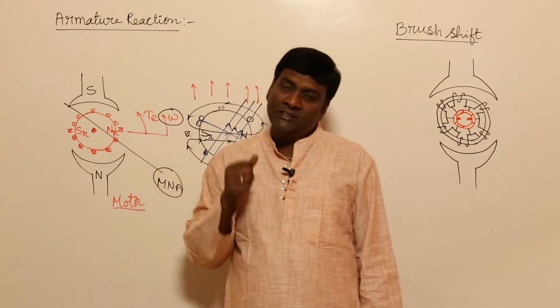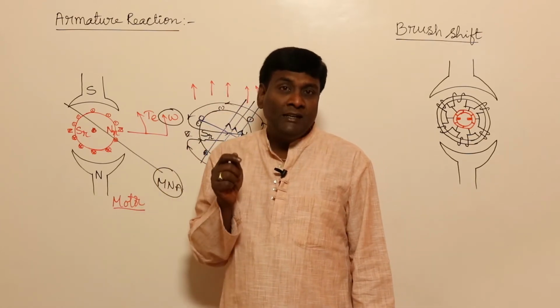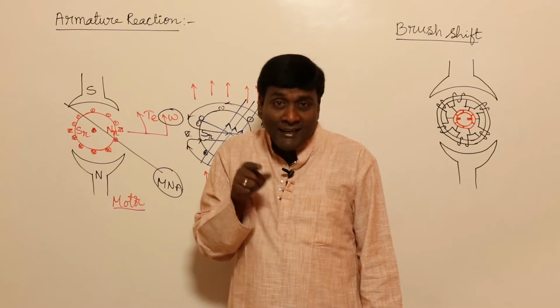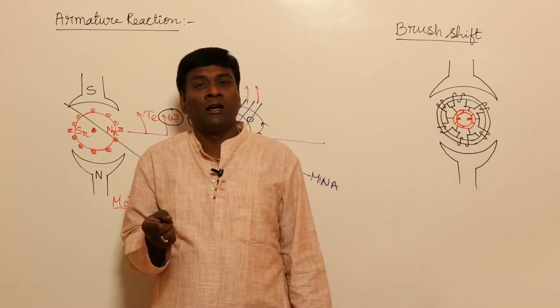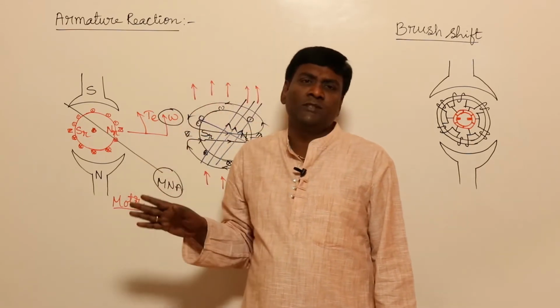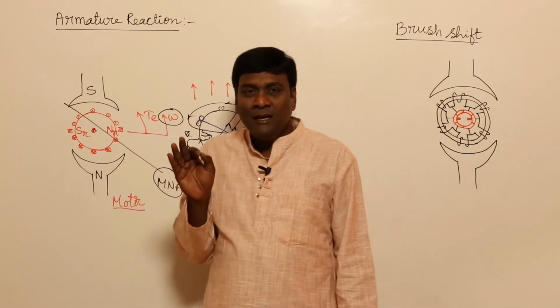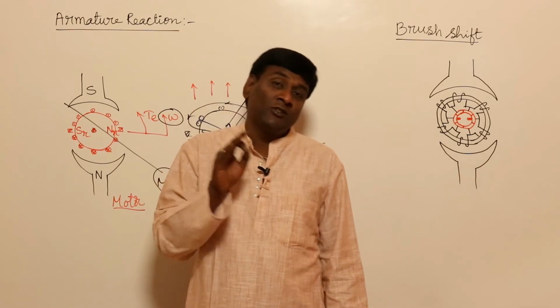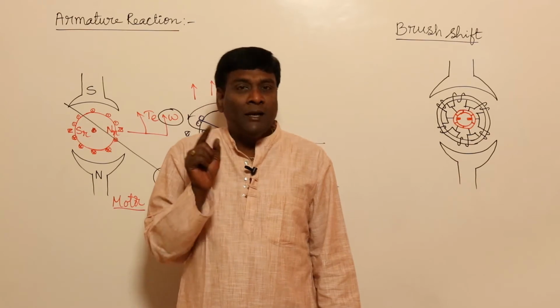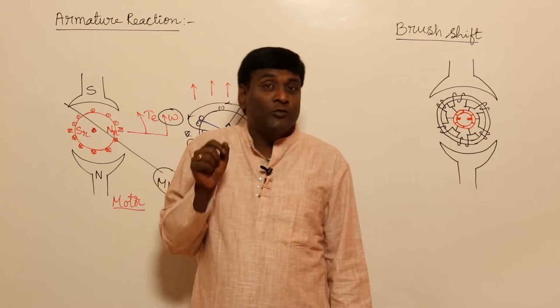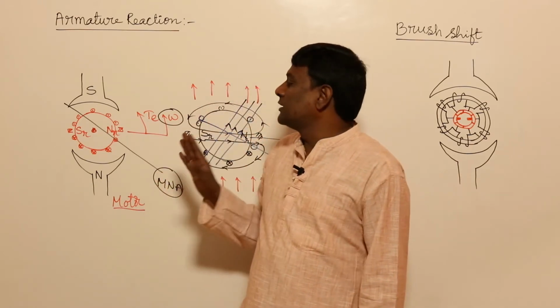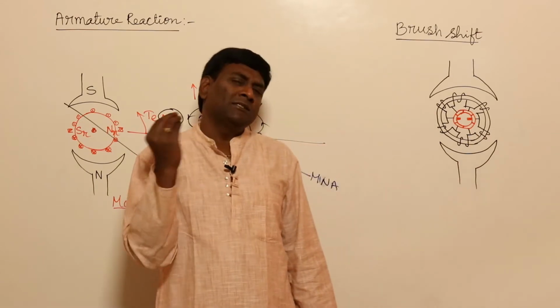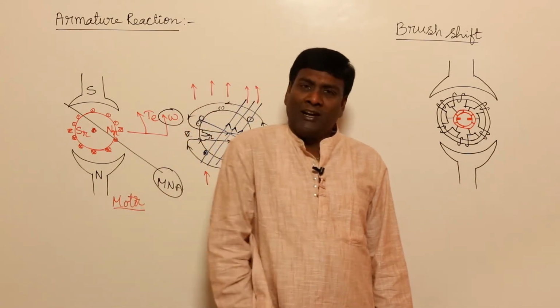In our previous session we discussed and concluded that the MNA shift will happen in the direction of rotation of the rotor in case of a generator. So the conclusion is very simple. In the generator, the MNA shift will be in the direction of rotation of the generator, and the MNA shift in a motor will be against the direction of rotation of the motor. So that is the conclusion. If you remember this, the remaining will all automatically fall in place.